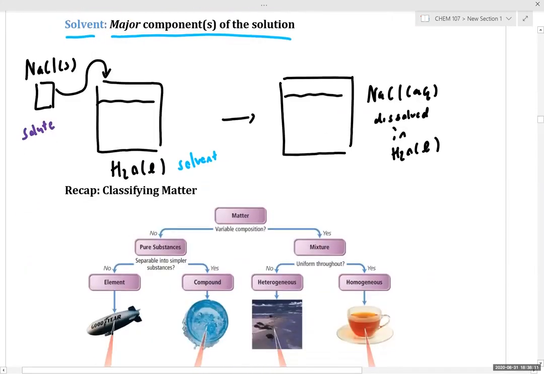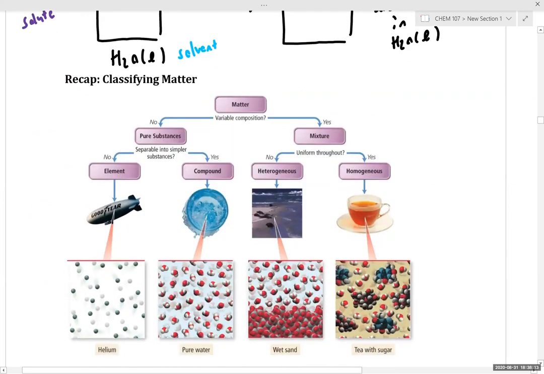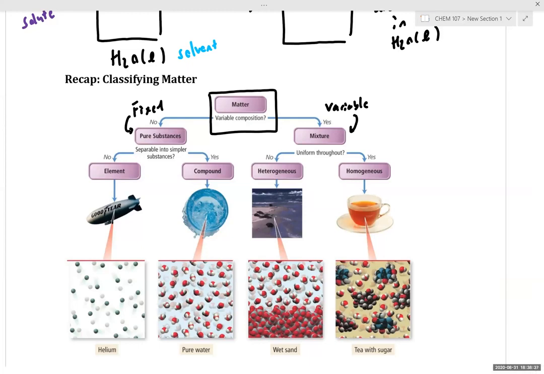So just to recap, if we're classifying matter, the first question you need to ask yourself is, do we have a variable or fixed composition? If we have a fixed composition, then we are dealing with a pure substance. If we have a variable composition, then we're dealing with a mixture. Now, from our mixtures, if we have a uniform, consistent composition throughout, we're dealing with a homogeneous mixture.